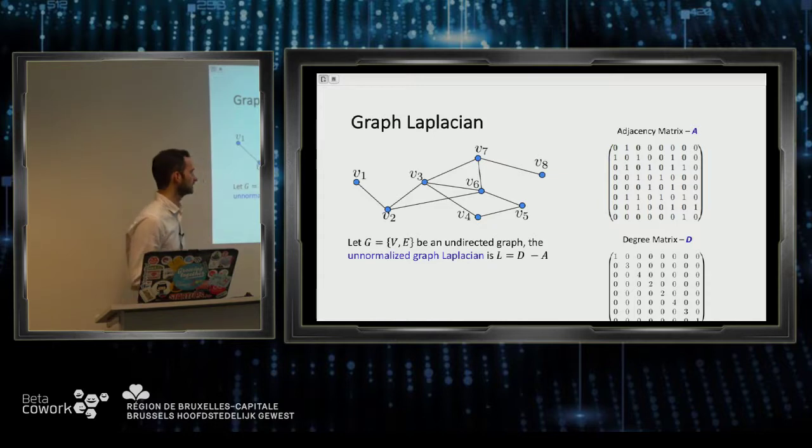If you subtract the adjacency matrix from the degree matrix, then you will obtain what we call the Laplacian of a graph. It's an operator that can be used in analytics of graphs.